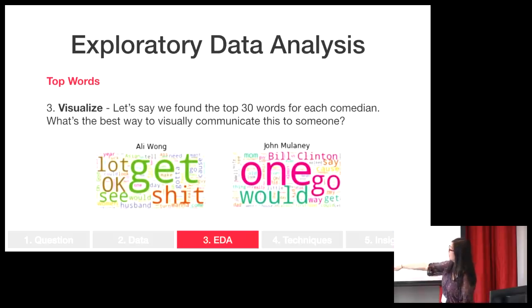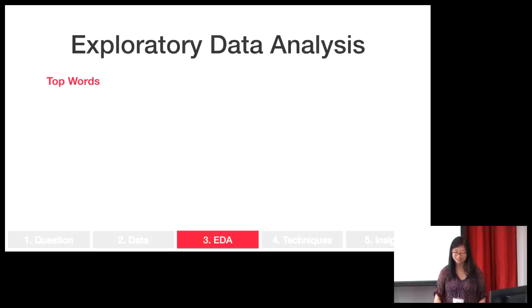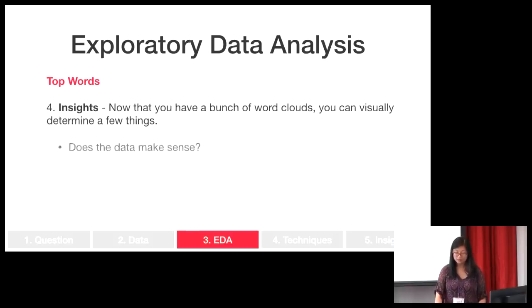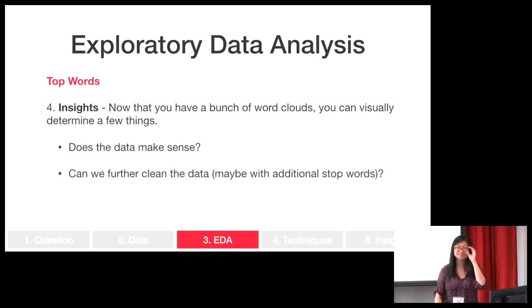You see that she says "get" a lot, and then John Mulaney talks about Bill Clinton a lot in his skit. So those are some ways you can see that it's different. It is a bigram that I detected.